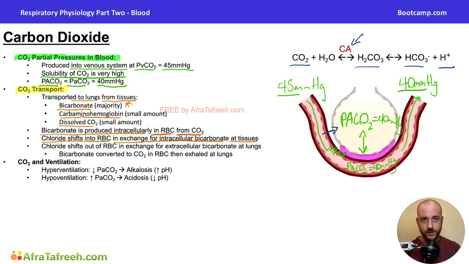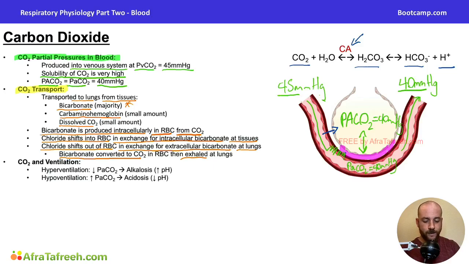and this is occurring at the level of the tissues. And next, we had the opposite thing occur at the level of the lungs. We're going to have chloride shift out of the red blood cell in exchange for extracellular bicarbonate. And remember that as chloride shifts out of the red blood cell, we're going to get cellular shrinking. And then recall that at the lungs, as bicarbonate is brought into the red blood cell, that bicarbonate is going to be converted to carbon dioxide, and then that carbon dioxide is going to diffuse out of the red blood cell into the alveoli, and then it's going to be exhaled.